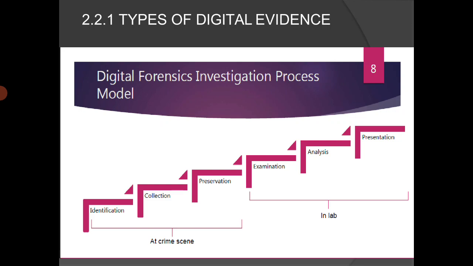Now the digital forensic investigation process model. There are two things available: at the crime scene and in the lab. What are the things to be performed by the cyber inspector at the crime scene and at the lab? At the crime scene: identification of the cyberspaces, collection of relevant data, and preserving that data in the storage media.